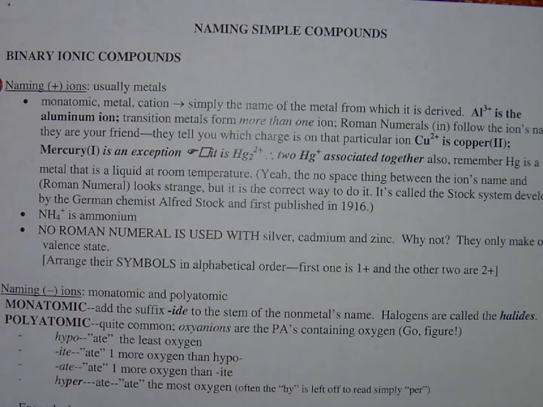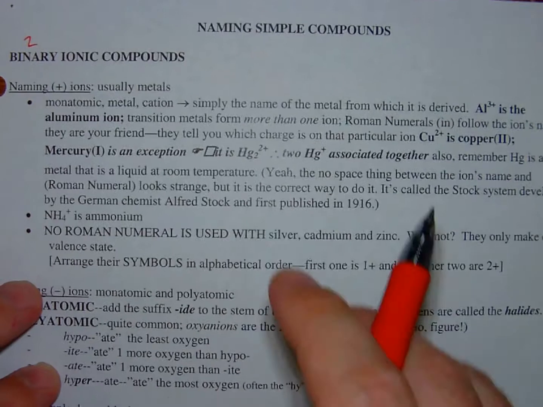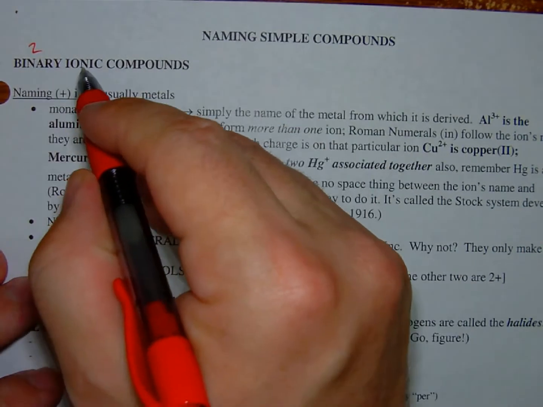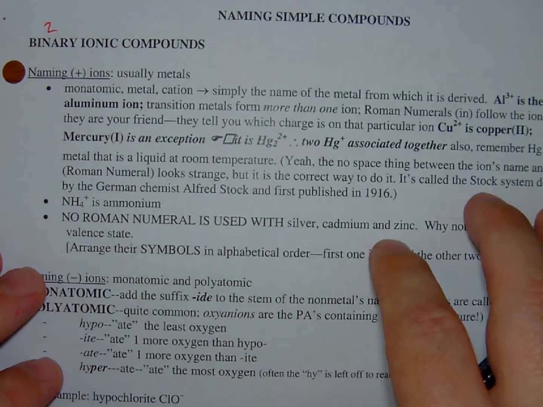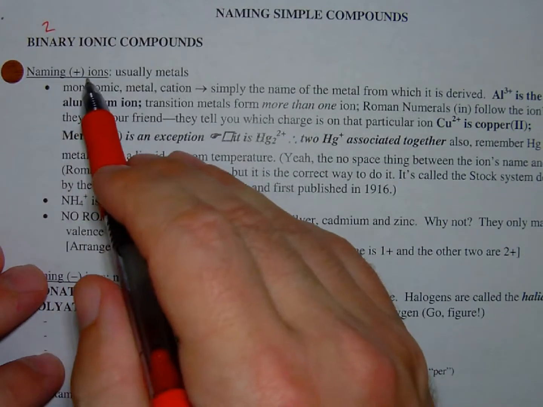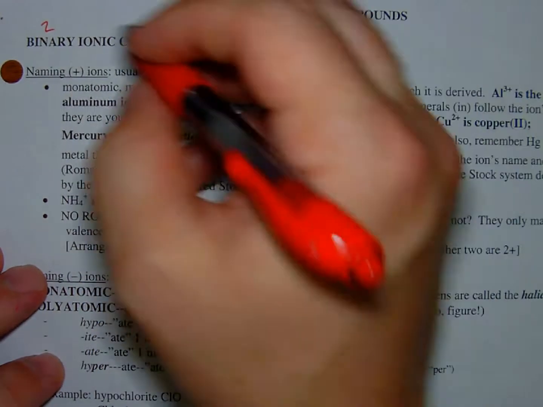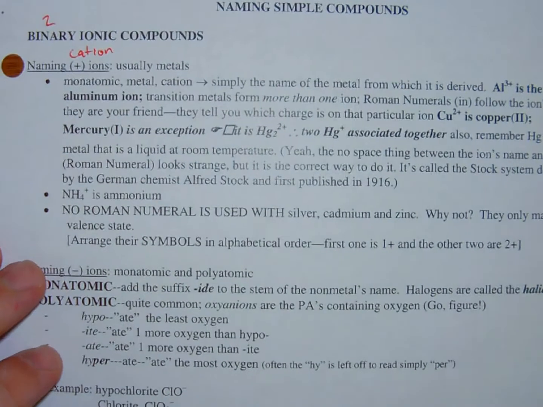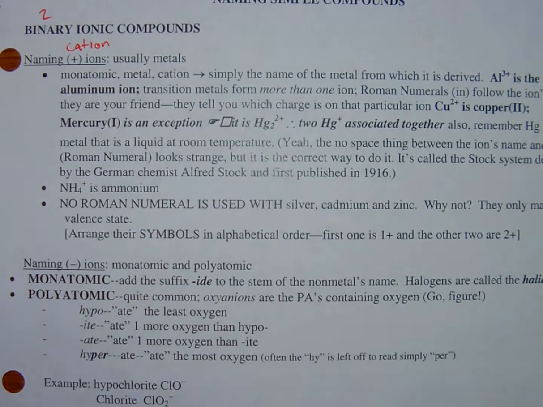Let's move on to naming simple compounds, and let's start with binary ionic compounds. That means compounds made of two ions. When we are naming the positive ion, which is the cation, it is usually going to be a metal. If it's monatomic and a metal, it's a cation. Simply use the name of the metal from which it was derived.